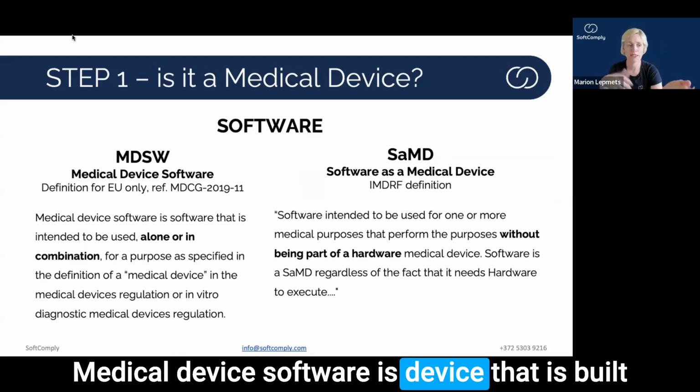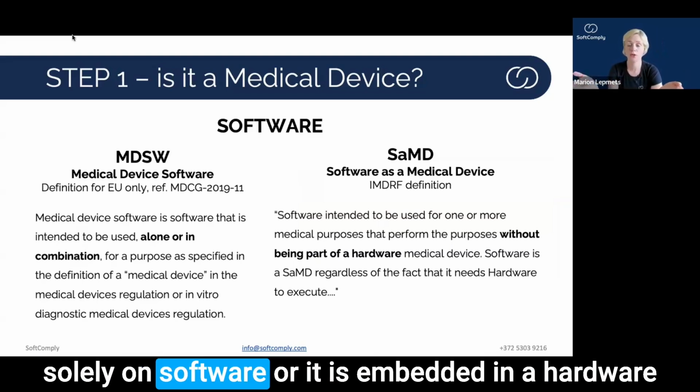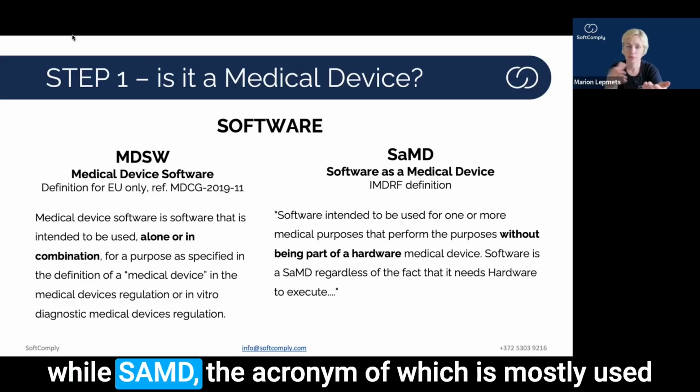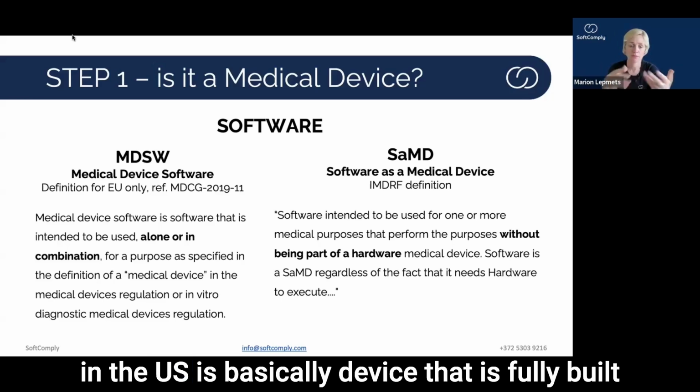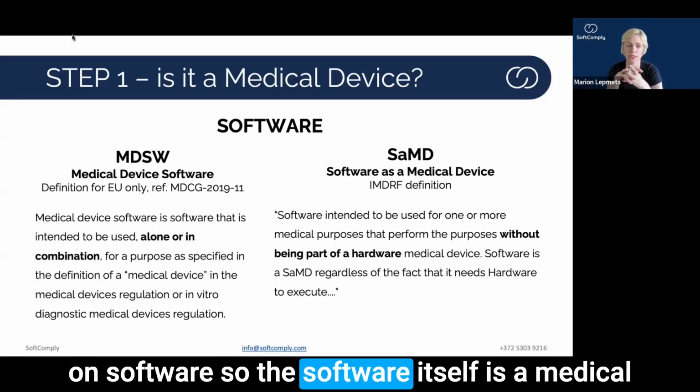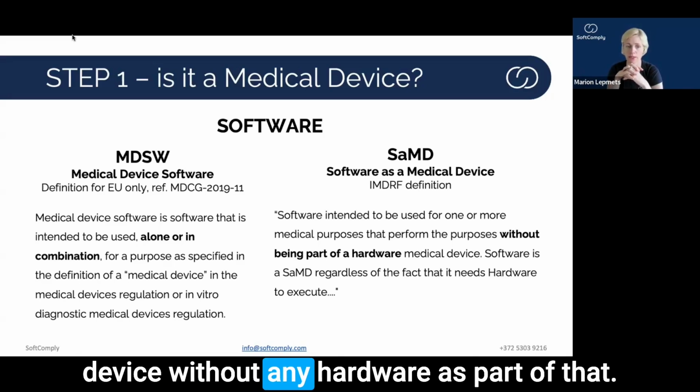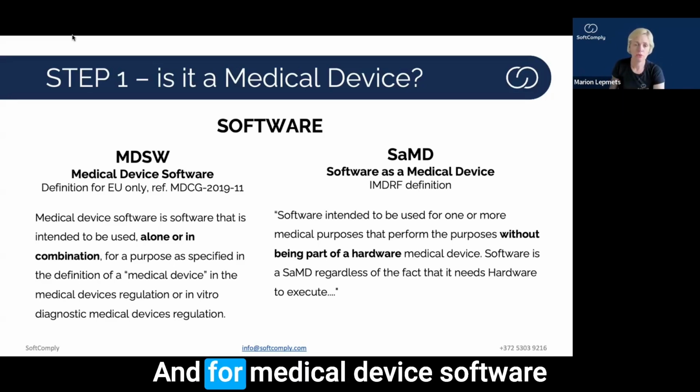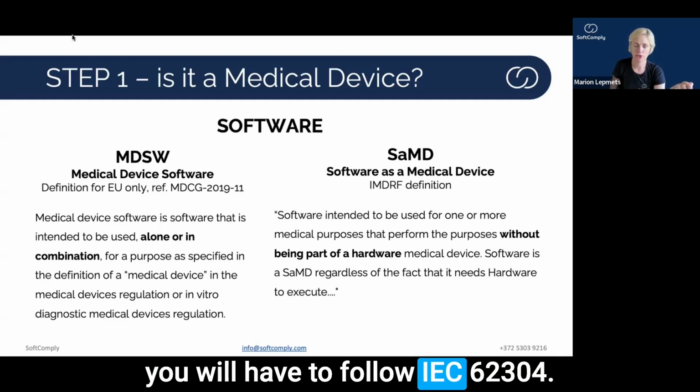Medical device software is a device that is built solely on software or it is embedded in a hardware, while SAMD, the acronym of which is mostly used in the US, is basically a device that is fully built on software. So the software itself is a medical device without any hardware as part of that. And for medical device software, you will have to follow 62304.